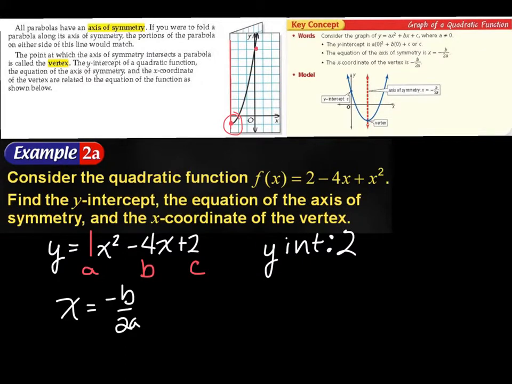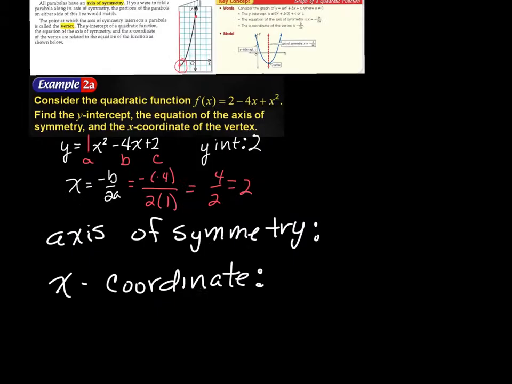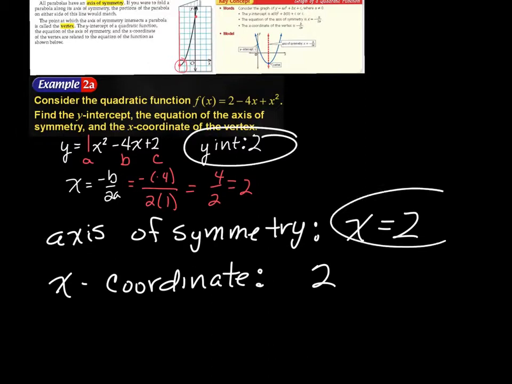The next two questions have the same answer. We're going to substitute in negative b, so negative 4 is just going to be 4, over 2 times a, so I get 4 divided by 2 is 2. So the equation of the axis of symmetry and the x-coordinate are both going to be 2. For an equation, I need to write out x equals 2, and the x-coordinate is just going to be 2. So those are 3 answers for one question.